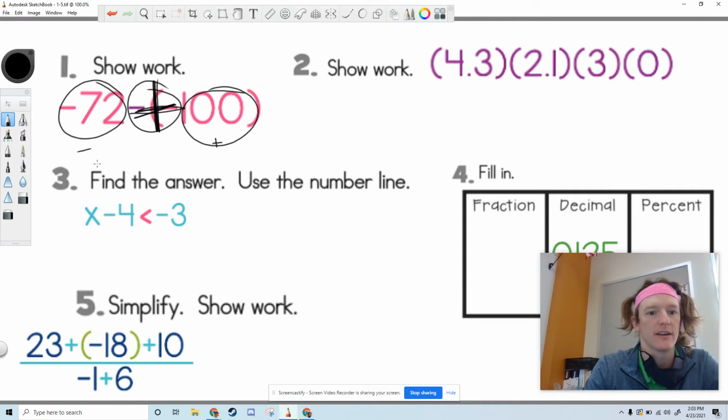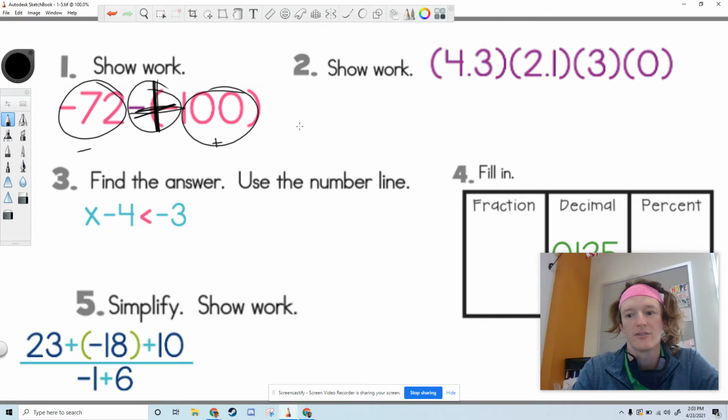We have 72 negatives. So we need to do a little subtraction here to figure out how many positives we have left over after we cancel off 72 with the negatives.